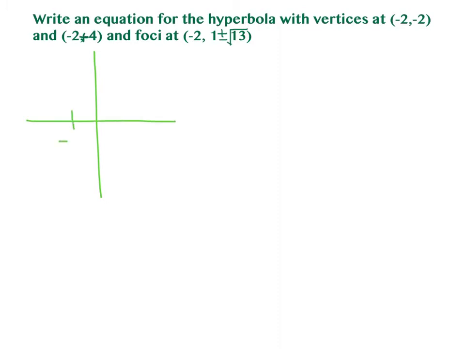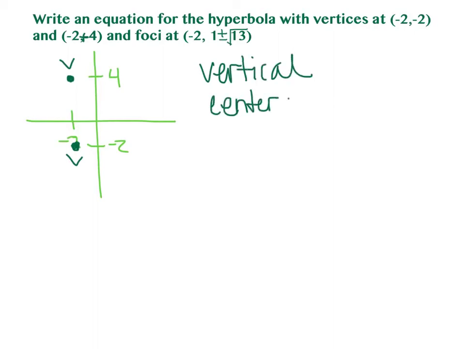Vertices at -2, -2, and -2, 4. So that's here and here. So all of a sudden, I know it's vertical. I can locate my center because it's going to be halfway between. So that's at -2. And then halfway between 4 and -2, that's 6 units long. So this is 3 units, and that's at 1. So -2, 1. That tells us that h is -2, that k is 1.